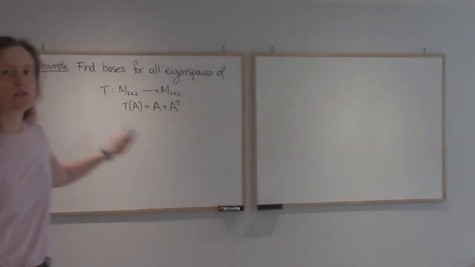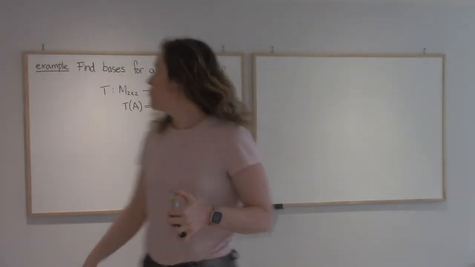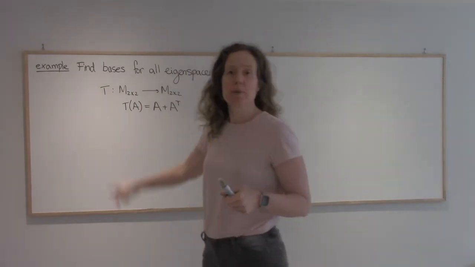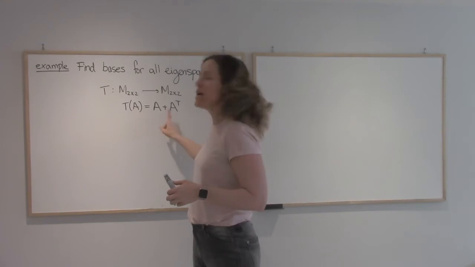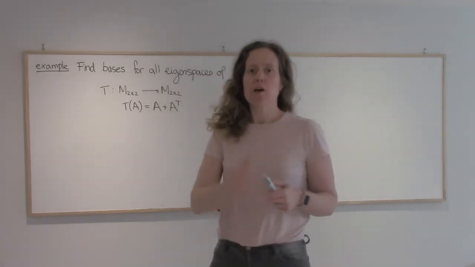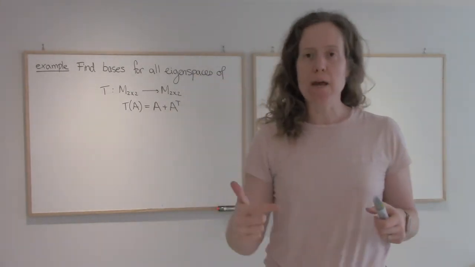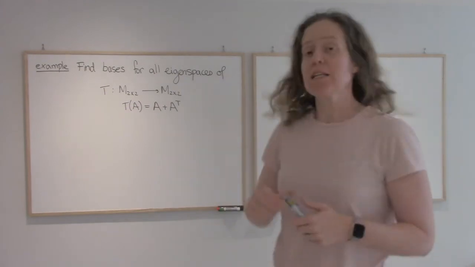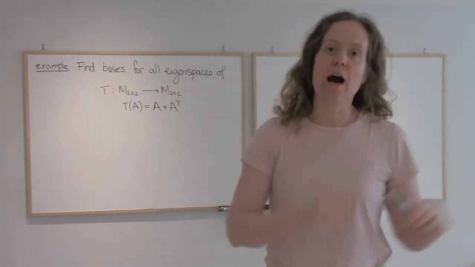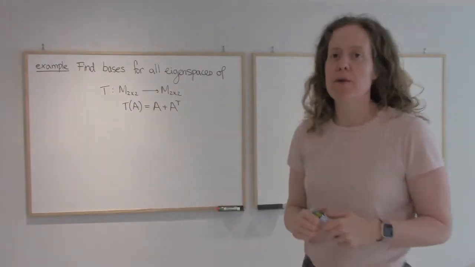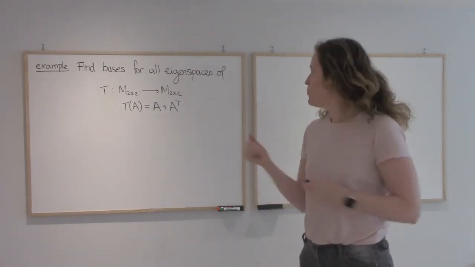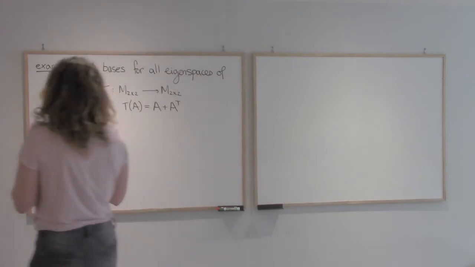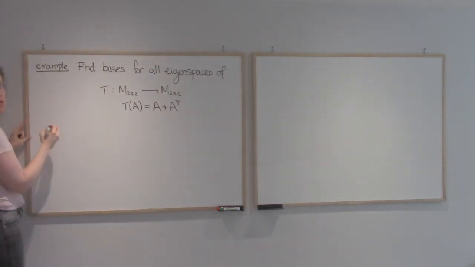In this video, we'll solve this problem. We'll find bases for all eigenspaces of the linear transformation that sends the matrix A to A plus the transpose of A. So the way we'll do this is we'll find a matrix representing T, then we'll find the eigenvalues and eigenbases of that matrix, and we'll translate them back into M22.